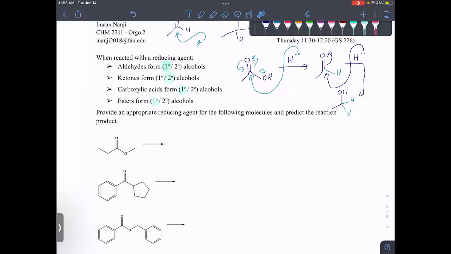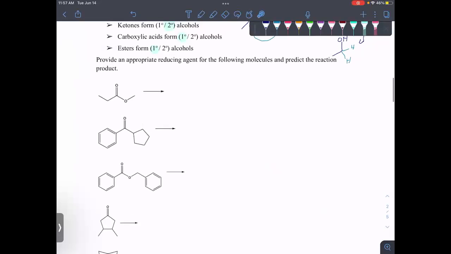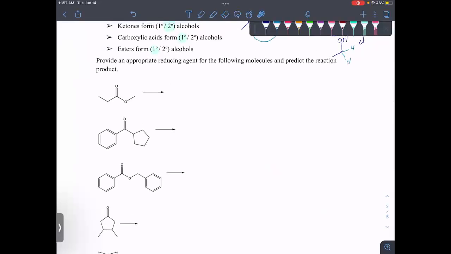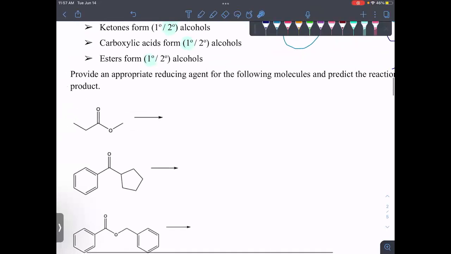Okay, so let's continue. I've taken some assorted carbonyls, and what we're going to do is pick either NaBH4 or LiAlH4 to reduce these. Which reagent would work on each molecule, and then what would the final product be? So for the very first one, would we use NaBH4 or LAH?